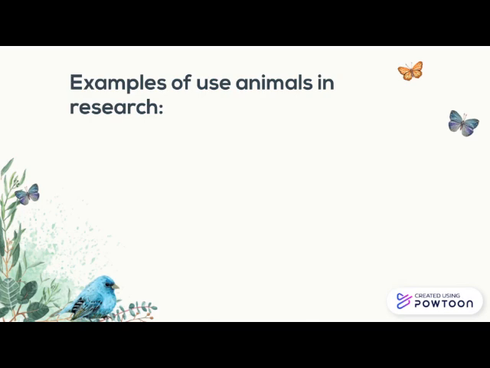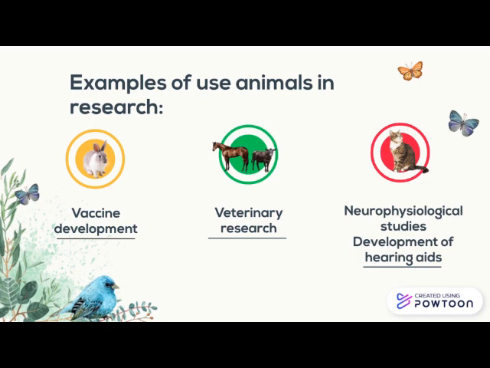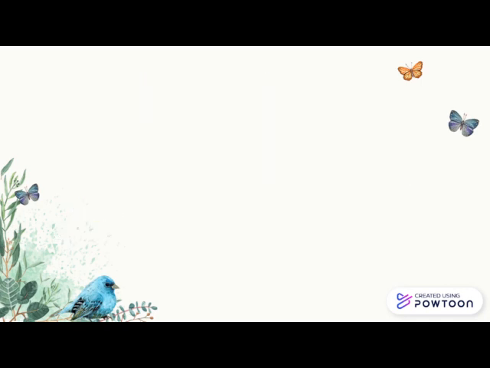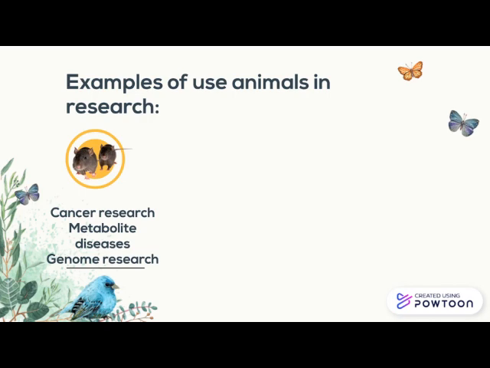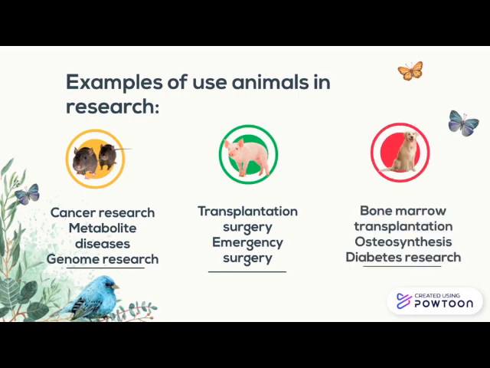Next, I will talk about the examples of animals that are used in research. Firstly, rabbits are used in vaccine development. Secondly, cows or horses are used in veterinary research. Thirdly, cats have been used in neurophysiological studies and the development of hearing aids. Next, mice or rats are used in cancer research, metabolic diseases, and genome research. Fifthly, pigs are used in transplantation surgery and emergency surgery. Lastly, dogs are used in bone marrow transplantation, osteosynthesis, and diabetes research.